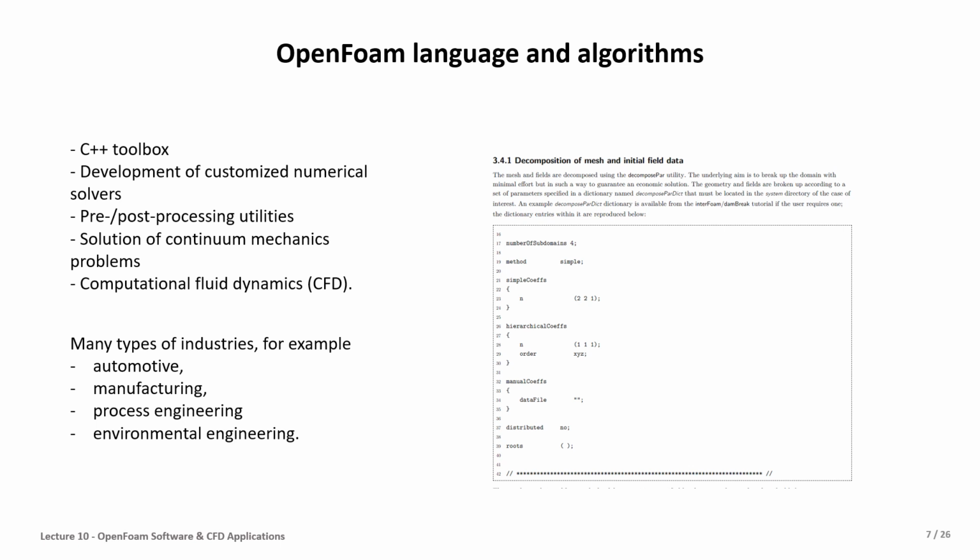It solves continuum mechanics problems, one of them being computational fluid dynamics, CFD. It's applicable in many industries: automotive, manufacturing, process engineering, and environmental engineering. One of the important parts of the setup when we run OpenFOAM in parallel is the decomposition of the mesh, where we need to choose the method of decomposition and how many subdomains will be available. We will look in detail at this part of OpenFOAM.